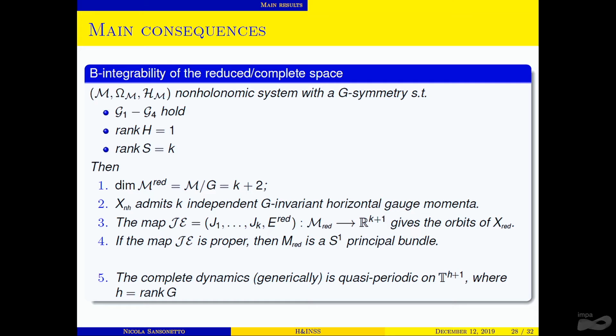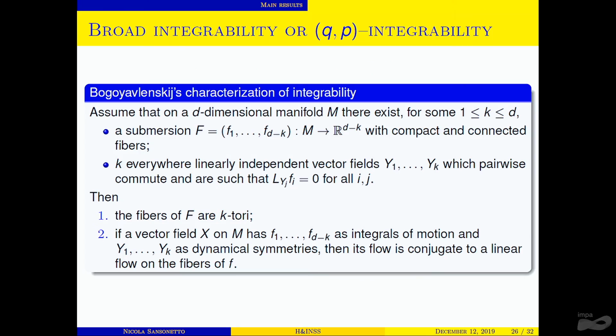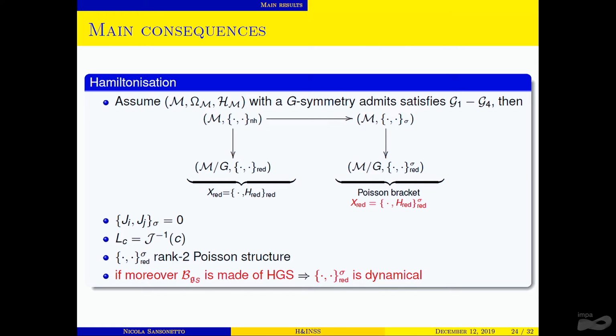I forgot to mention that we can also have another kind of integrability because we can use Hamiltonization. Because the reduced space is Hamiltonian with respect to a rank 2 Poisson structure, and we can use energy to integrate the reduced dynamic. And the good thing is obviously that the two approaches coincide.